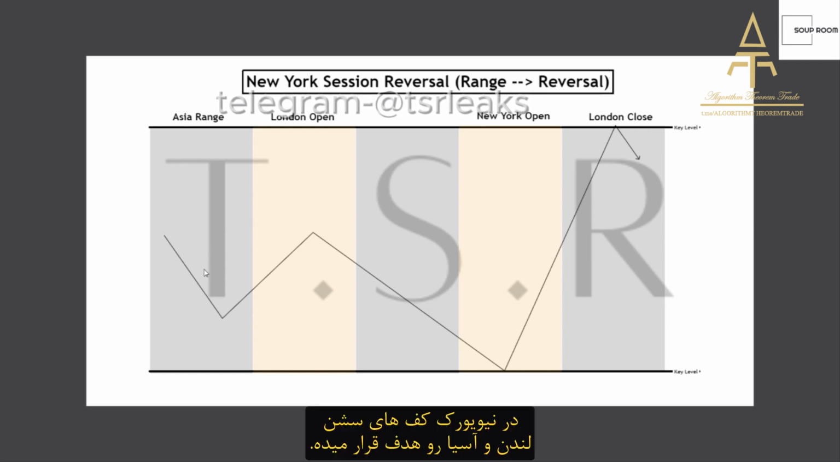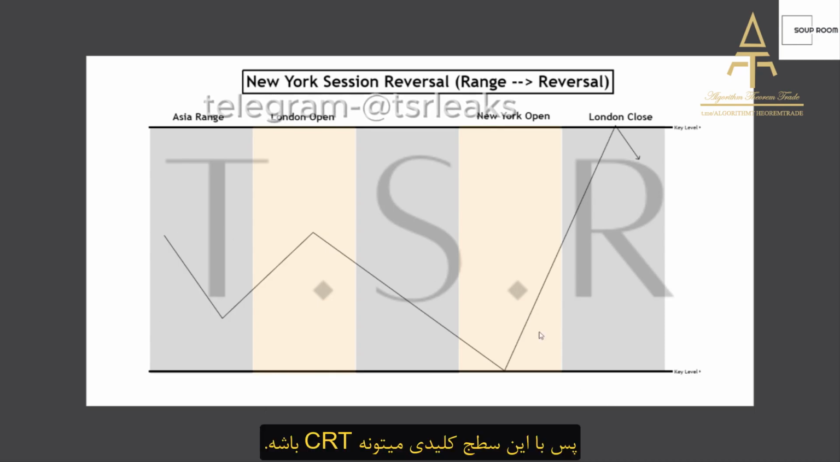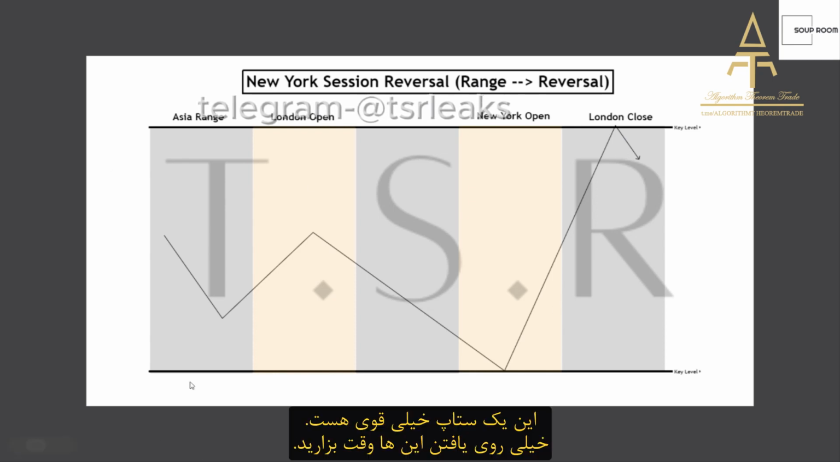So as you can see, the first half of the day, price is ranging, and then during the New York Open, we target a key level below the Asia session and London session. So we are sweeping, turtle souping the Asia session lows and the London session lows into a key level. So this can potentially be a CRT setup here with a key level as confluence, and then expanding higher towards the opposing drawn liquidity. This is a very high probability setup.